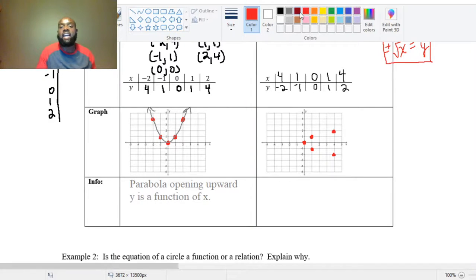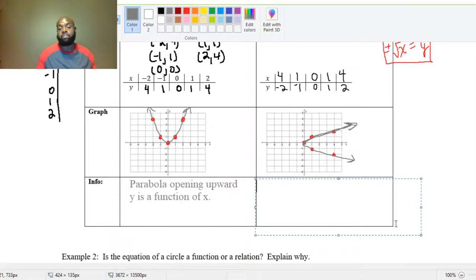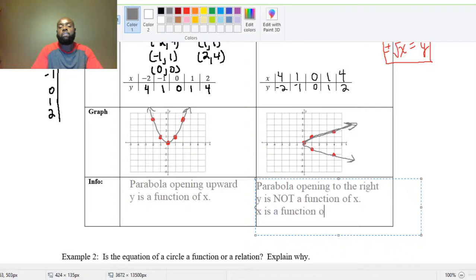And as we can see, if I connect these, that should be a little curvy and less V looking and more U-ish. But I get a graph that looks something like that. And as we can see, that does not pass the vertical line test. It is actually a parabola opening to the right. So if I wanted to put some information about this graph, it's a parabola opening to the right. We have y is not a function of x. In fact, we have x is a function of y.